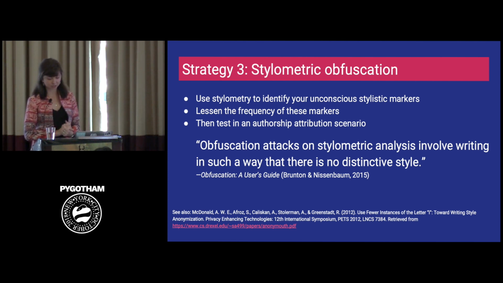A third strategy, the last one I'll be talking about, is stylometric obfuscation. So the goal is to confuse authorship attribution software by using its own methods against it. So you might consider typical stylometry features like word frequency or sentence length and so on. Use stylometry software to identify these in your own writing, and then once you know those stylistic markers, lessen their frequency in your own writing. So starting from scratch, you know the things to avoid when you're writing, or you may be revising a message and taking out those markers that you found.